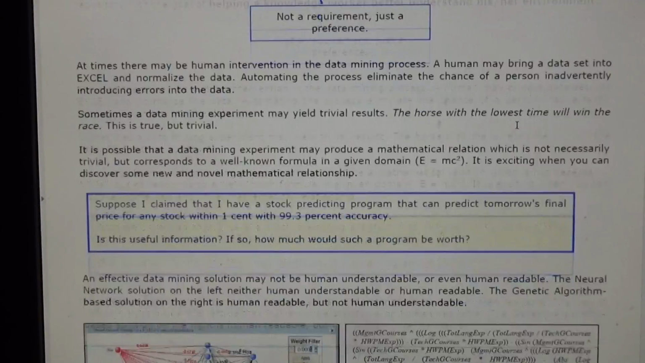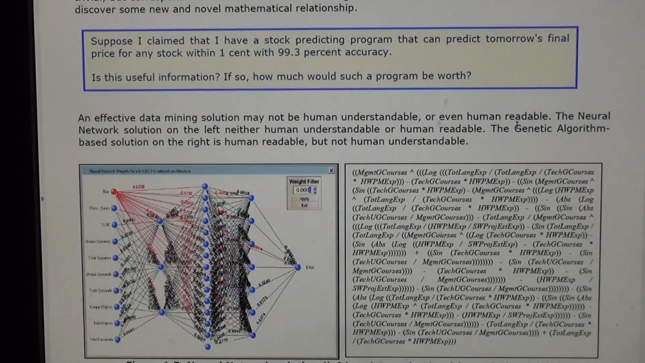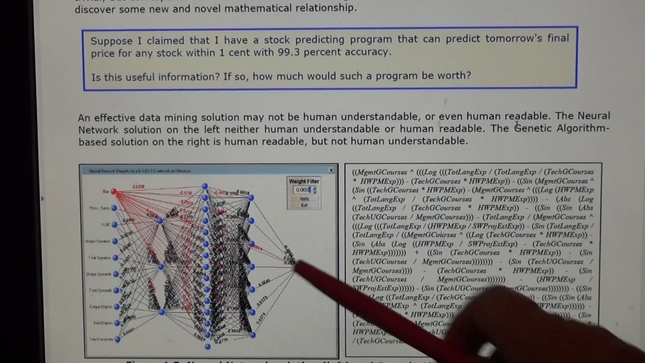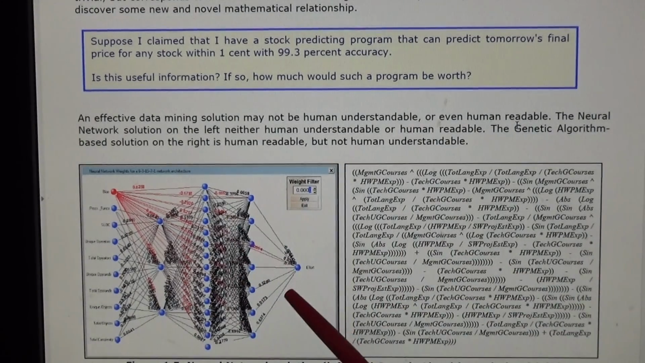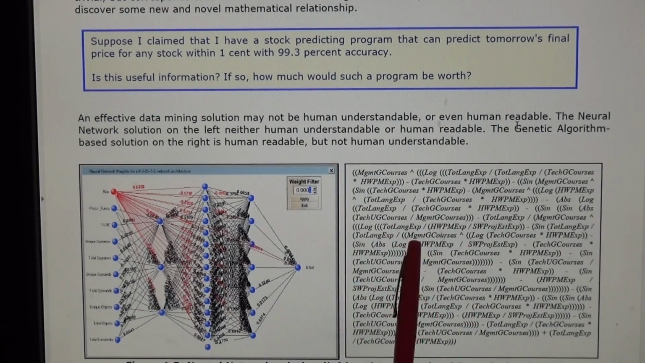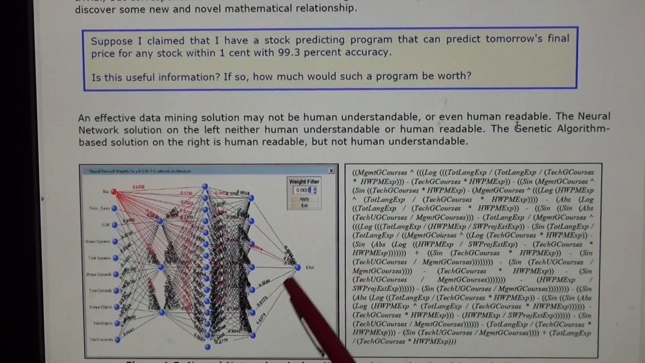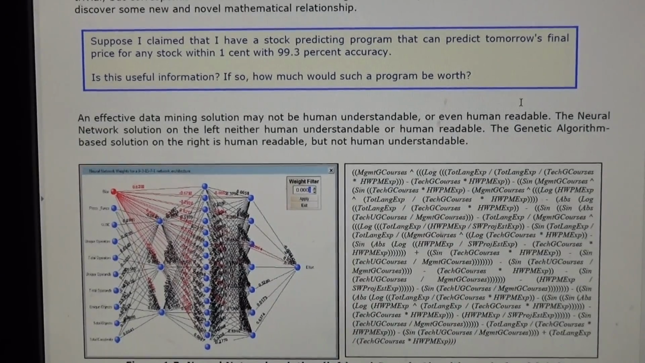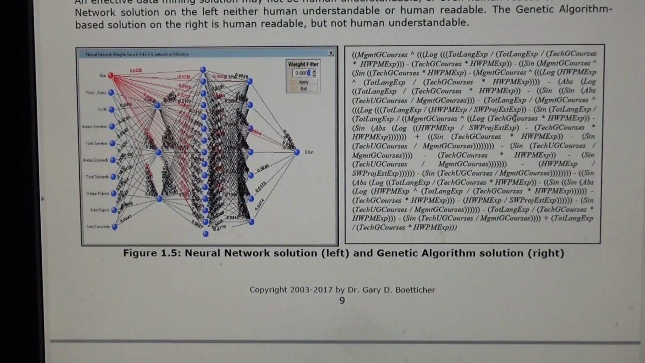Here's an example of a neural network solution, really messy looking, and here's one of a genetic algorithm. This one is not human understandable, not even human readable. This one is human readable, but not human understandable. So sometimes they produce solutions that don't make much sense, and they may be effective, may not be effective. So we want to be aware of those situations.